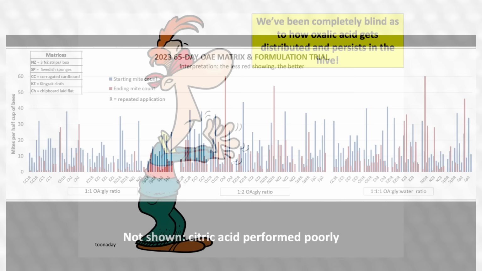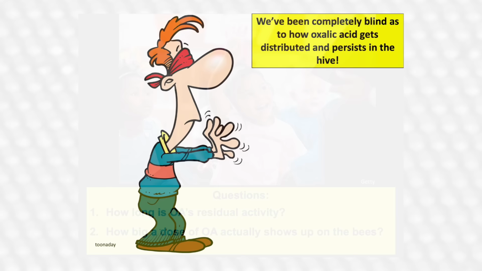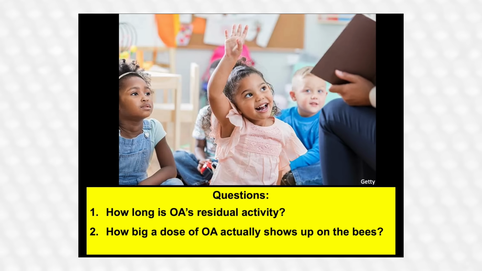Now, we've been completely blind to what's happening in the hive with oxalic acid. And the question is, well, if you're putting it in with extended release, will you have a buildup of acidity in the hive? That's a legitimate question. And how big a dose actually shows up on the bees?